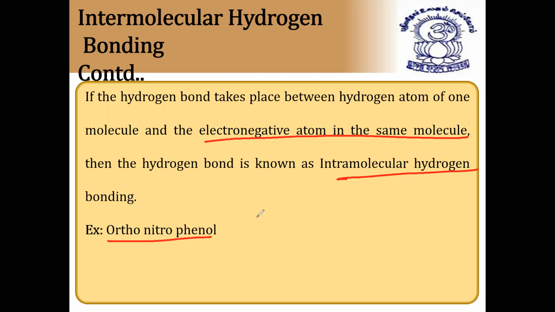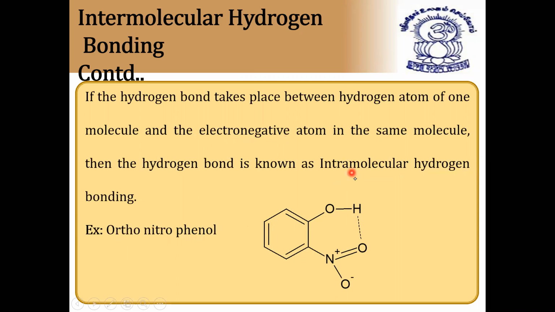Example, ortho-nitrophenol. So what is ortho-nitrophenol? We'll see now. See here, o-nitrophenol means phenol, that is OH, and nitro, that is NO2. So the hydrogen is in bonding with the oxygen, the electronegative atom of the same molecule. So this is called intramolecular hydrogen bonding. I hope it is clear.